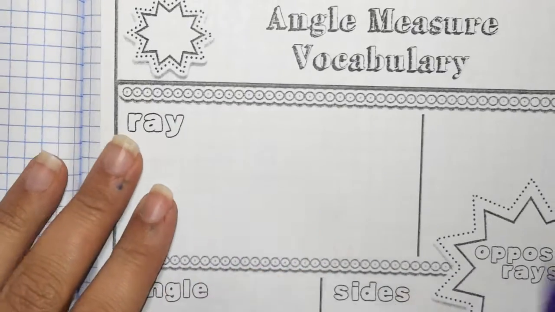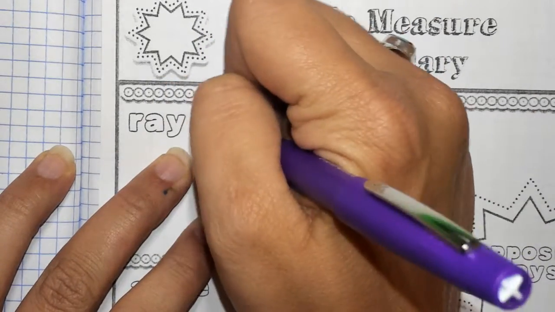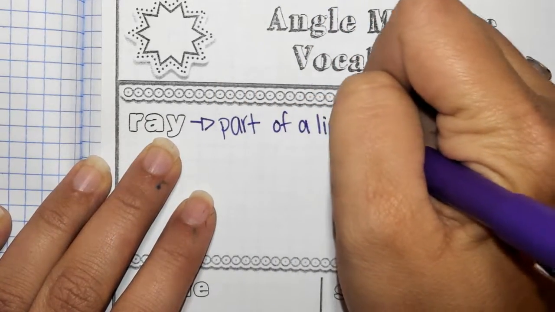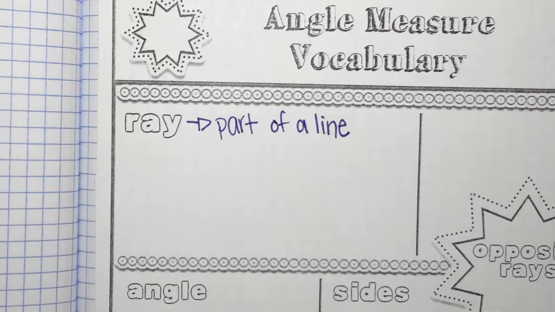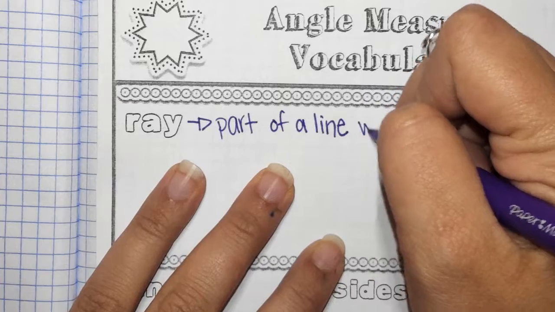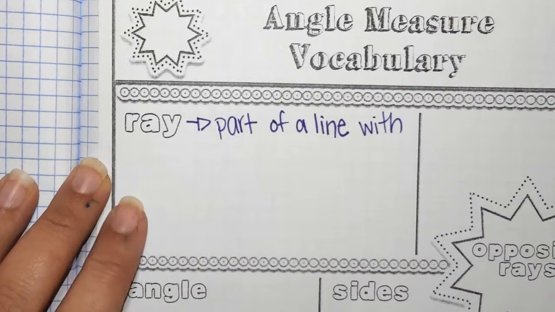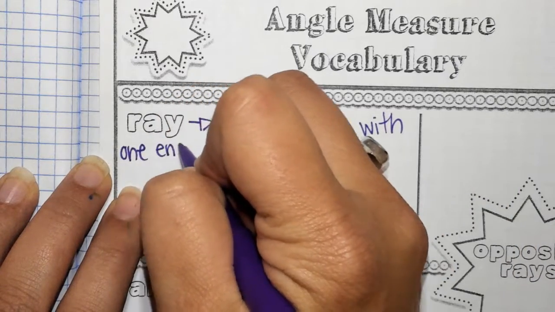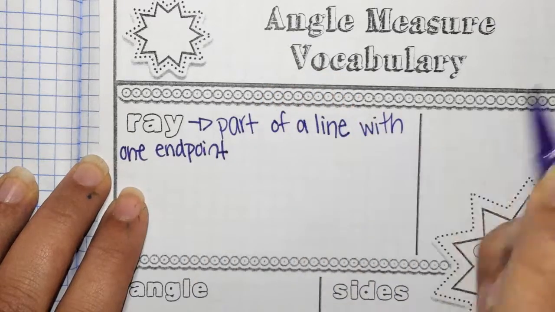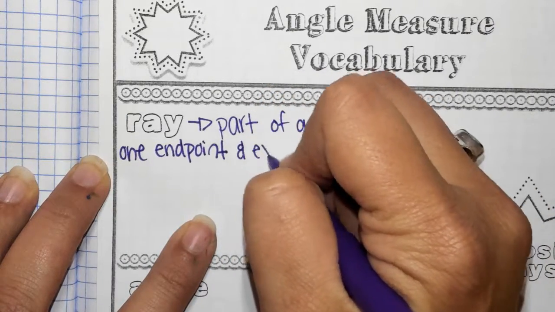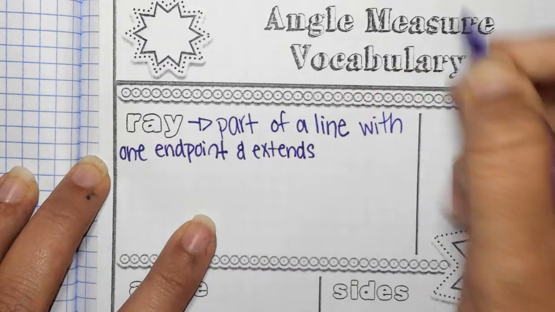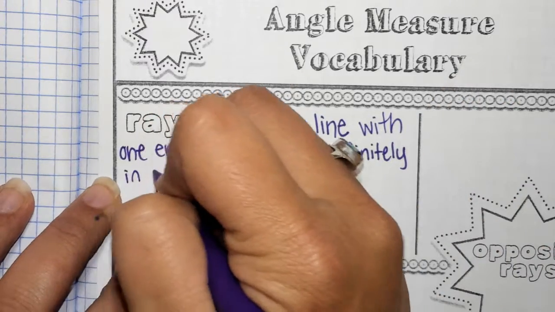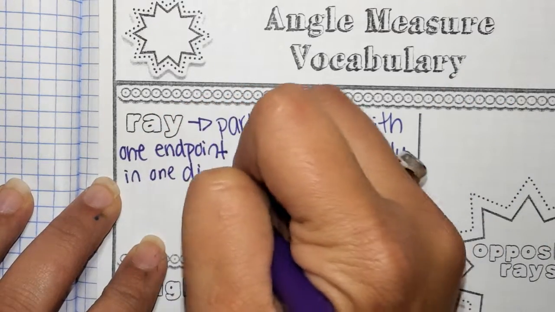We're going to define it, and then we're going to draw one. So a ray is part of a line. So this really is recall. This is a level 1. But we're going to pretend that we're bumping it up to level 2. How about that? We're going to challenge ourselves. Part of a line with one endpoint and extends infinitely in one direction.